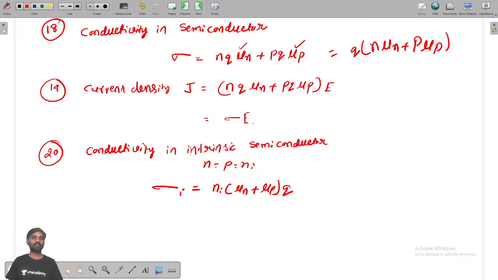So then current density J is equal to sigma E, where sigma is n q mu n plus p q mu p. For intrinsic, Ni is the same for both of them, n and p are the same. So this formula is also useful today. One of today's problems is based on this, a simple problem. Okay.